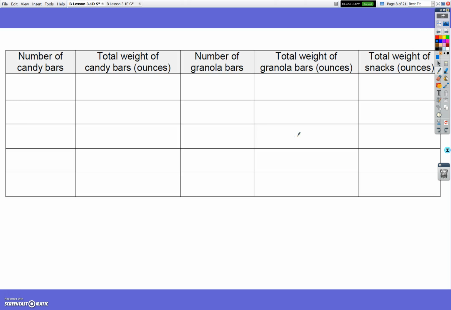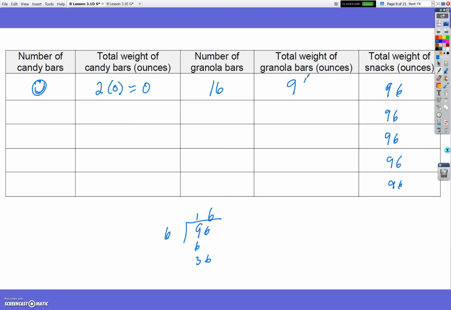So what I want you guys to do is fill out this table, and you want the possible situations where you would have a total of 96 ounces. When you take your number of candy bars and your number of granola bars, you want the total weight on all of these to be 96. I'm going to help you get started with this table, and I want us to find the extremes. So let's say you want to bring 0 candy bars. If you bring 0 candy bars, you're going to have 0 ounces, which means how many granola bars could you take? Well, if each granola bar is 6 ounces, we would just divide 96 by 6 and see that I could bring 16 granola bars, which would be 96 ounces.